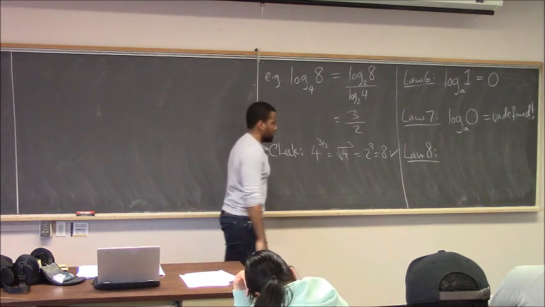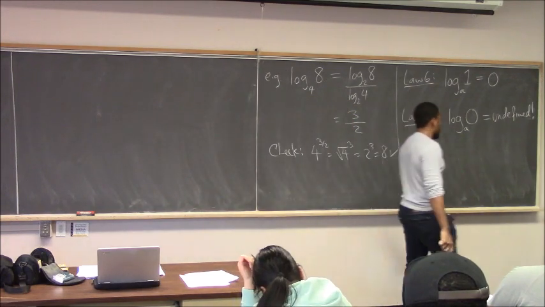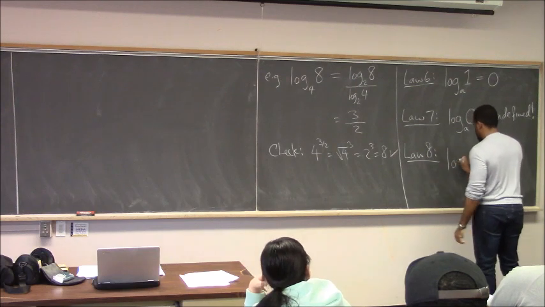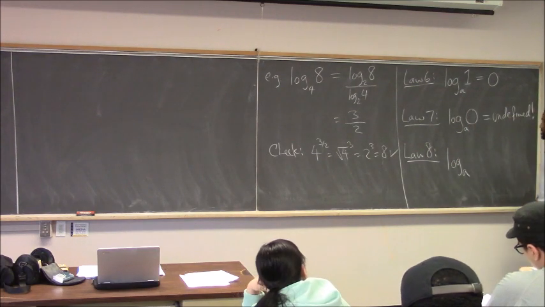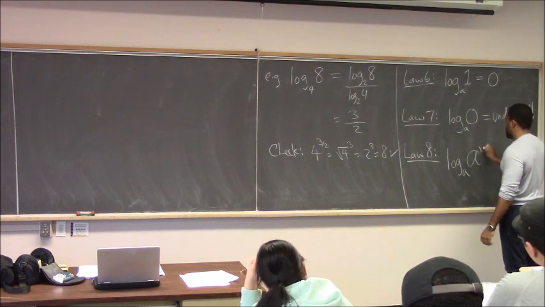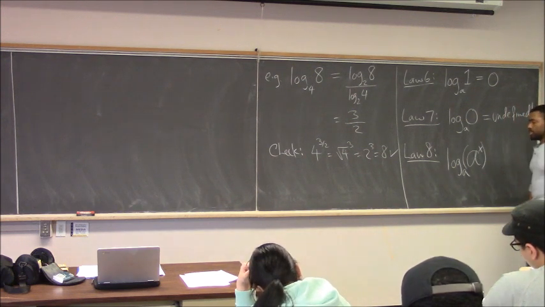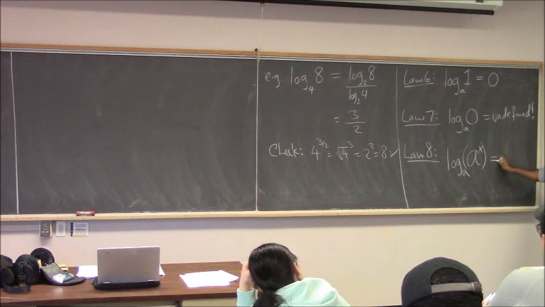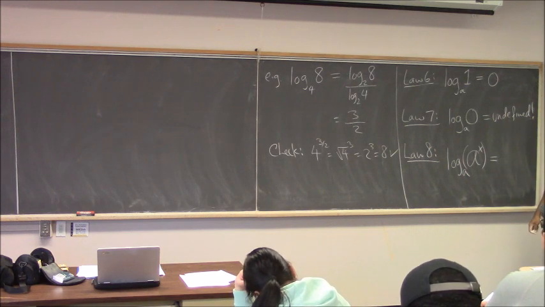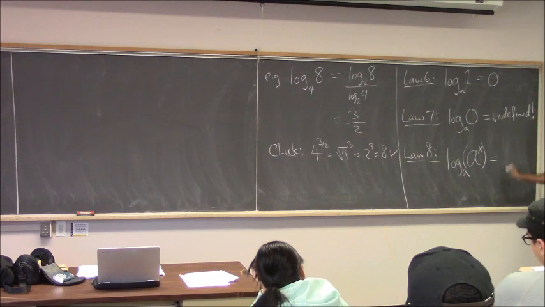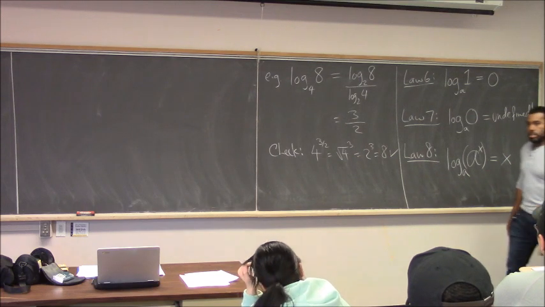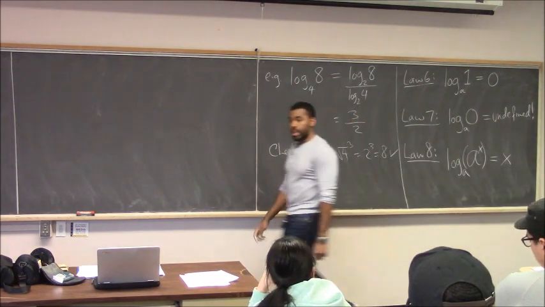Let's look at law 8. It's almost obvious, but it's worth actually knowing specifically. If I take log to the base a of an exponential that looks like a to the x, what is that answer? What power do I have to raise a to in order to obtain a to the x? X. Log to the base a of a to the x is always going to be x.